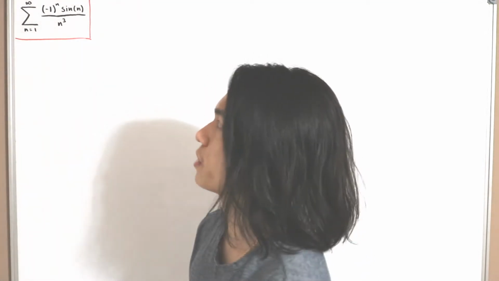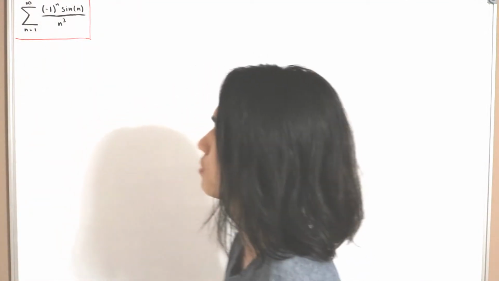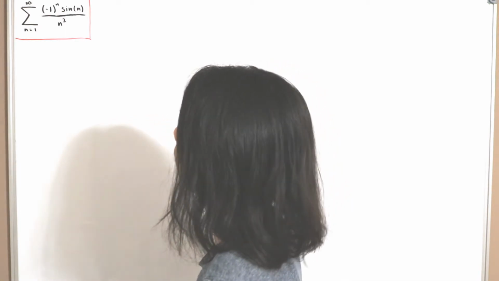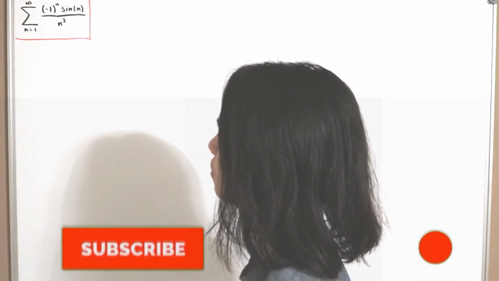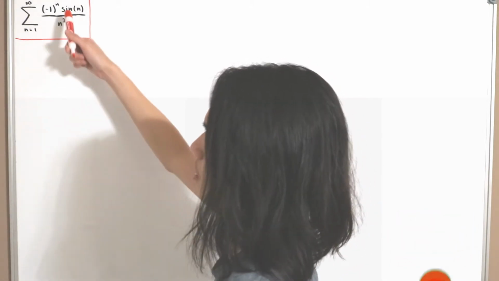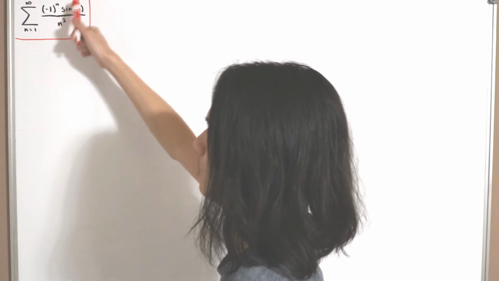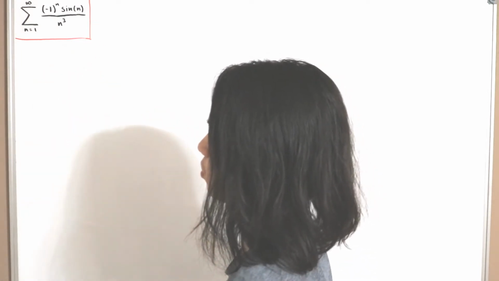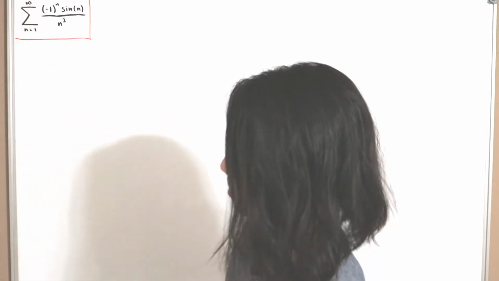So in today's video we have an infinite series: the sum of (-1)^n multiplied by sine of n, and then divided by n cubed. So here we have a trig function multiplied with (-1)^n, which you'll see is kind of like an alternating series, and then divided by the cubes. So it's not going to be too crazy.